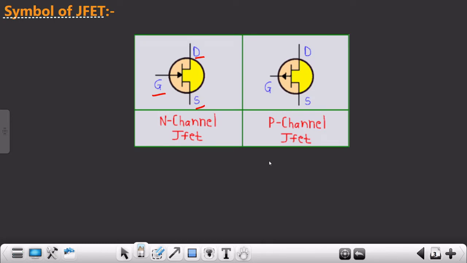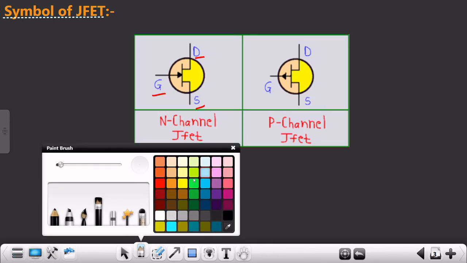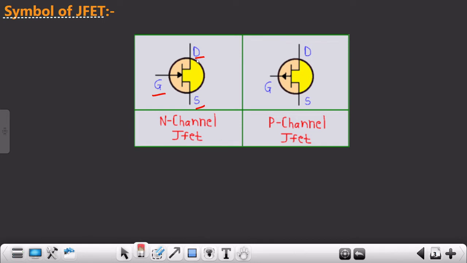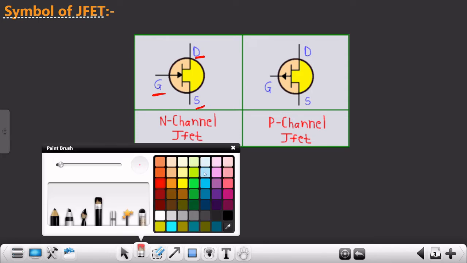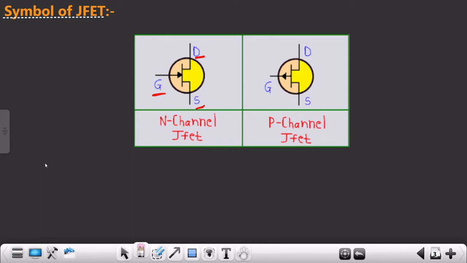So this is the symbol of N-channel JFET and P-channel JFET. If you look very clearly, there are three terminals, D, G and S. Let me write what exactly these three terminals signify. D means drain, G means gate, and S means source. So as you can see, there are three different terminals of JFET, that is drain, gate and source, in the N-channel JFET as well as in the P-channel JFET.